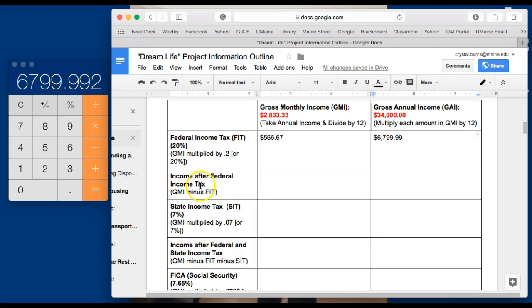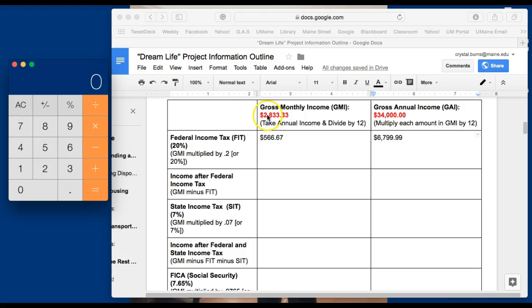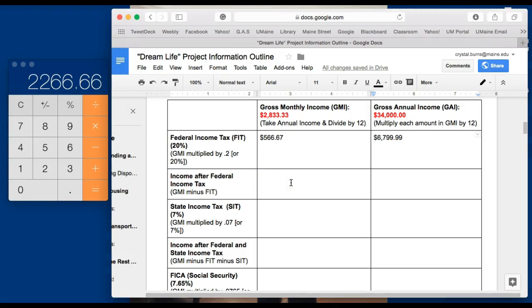Okay, now for the income after federal income tax, all you have to do is take our starting number and subtract it from this. So $2,833.33 minus $566.67, and I'm left with $2,266.66.